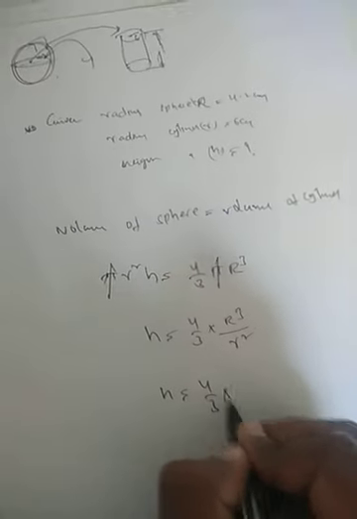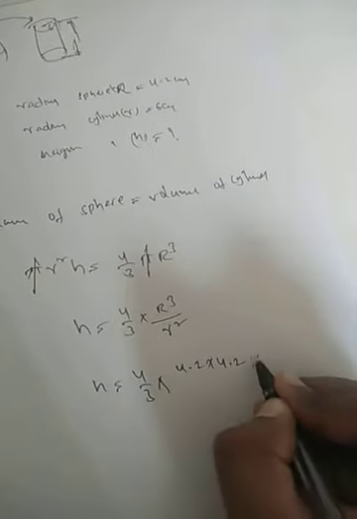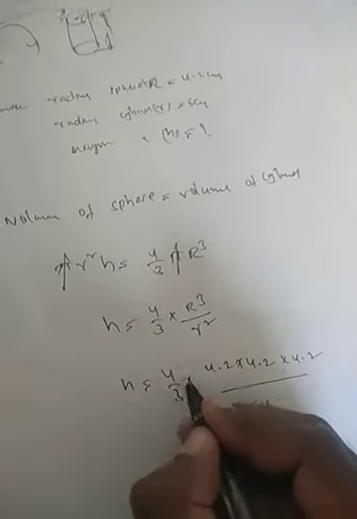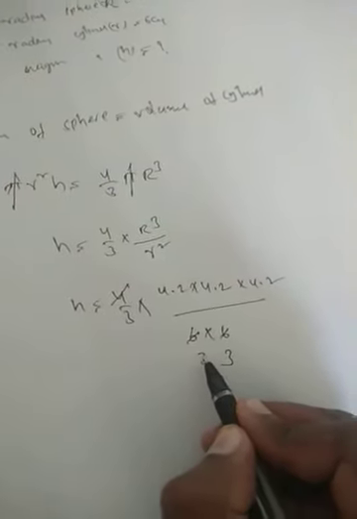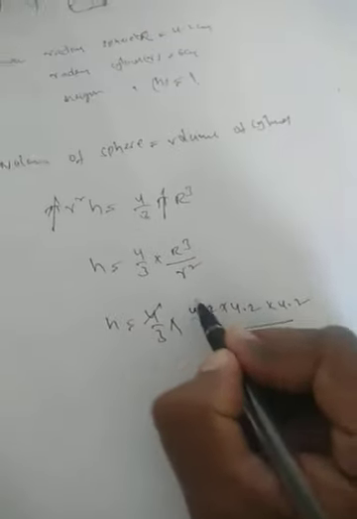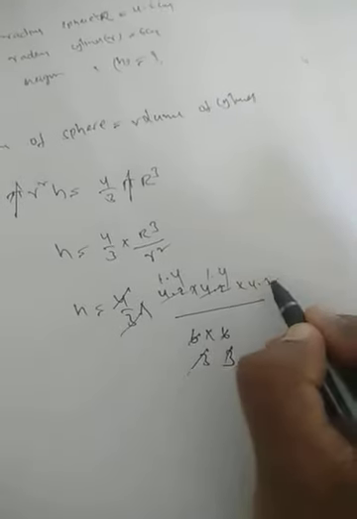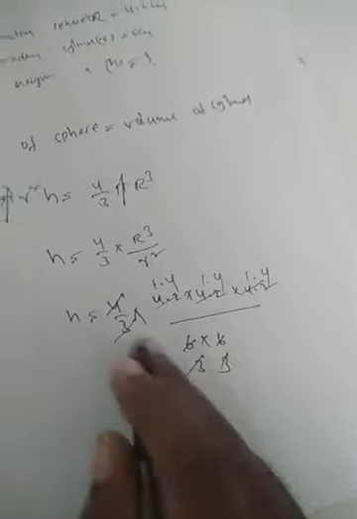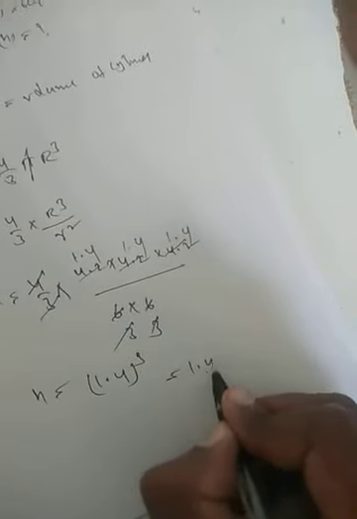H is equal to 4 by 3 into R cube by r square. So what is that? 4.2 into 4.2 into 4.2 over r square. What is r here? 6 into 6. Look, 4 cancels and 3 remains here. Now look at here carefully. 14, again 14. So H is equal to 1.4 cube. So multiply 1.4 into 1.4 into 1.4.